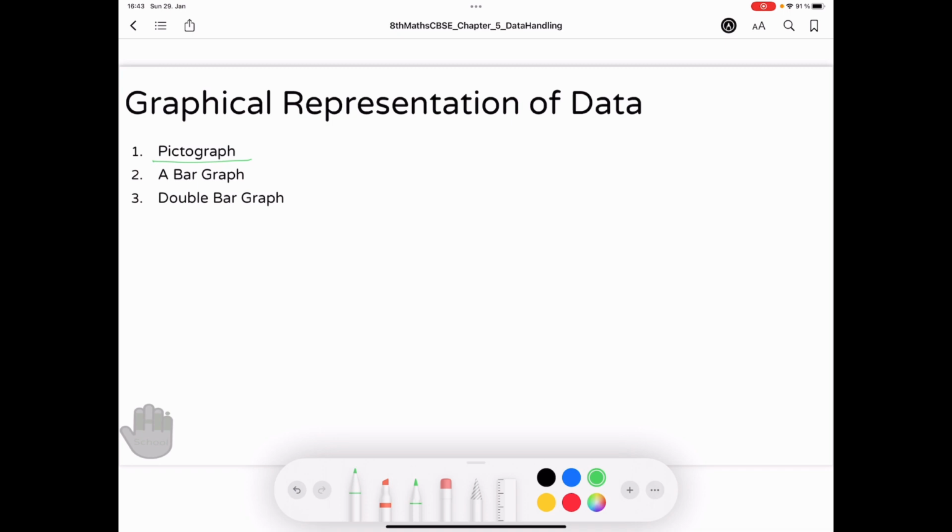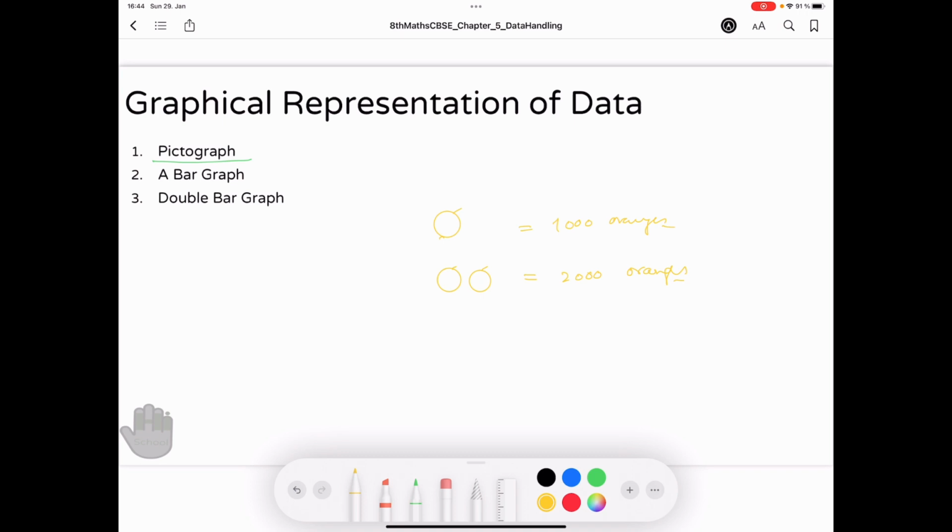As the name suggests, this graph has pictures in it. We are representing something using pictures. For example, let's say we have an orange, and let's say that this one orange represents 1000 oranges. So when we have these two oranges, that means we have 2000 oranges.